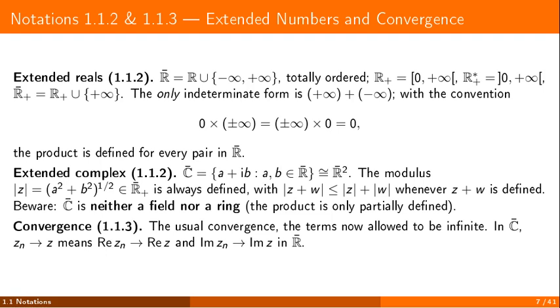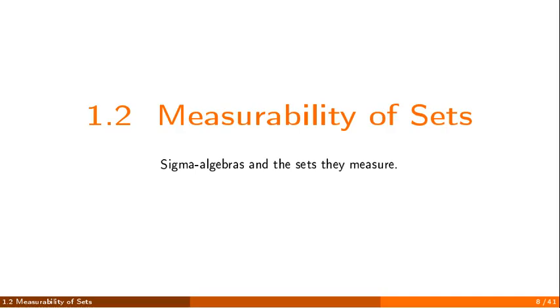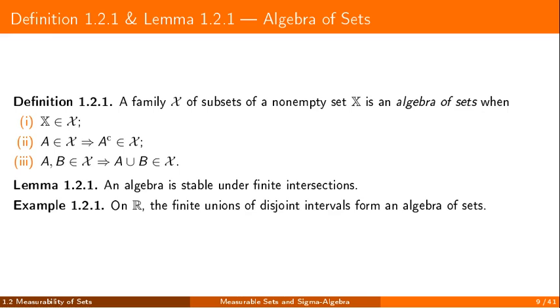The extended complex numbers are built the same way, but at a price the slide states plainly. They form neither a field nor a ring, because multiplication is only partially defined. Convergence remains the usual notion, simply allowing the terms to be infinite. Now the first real structure. Which collections of sets are rich enough to carry a measure? The answer is the sigma-algebra, and this section builds it, from finite operations up to countable ones, and identifies the measurable sets it contains. We begin with the simplest such structure, an algebra of sets.